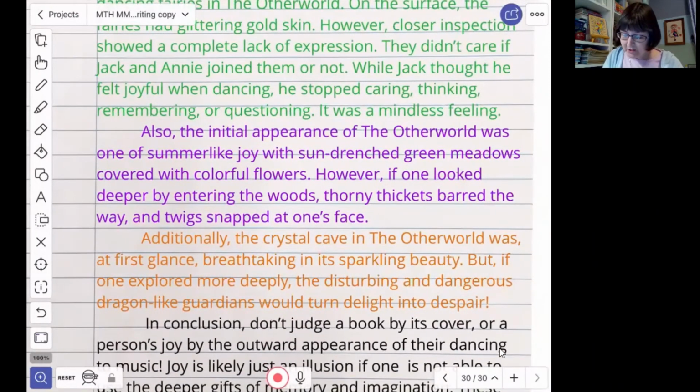Now we're going to go to illusion number 2. Also, the initial appearance, that means the very first thing we see of the other world, was one of summer-like joy with sun-drenched green meadows covered with colorful flowers. Doesn't that sound wonderful? It sounds perfect. However, if one looked deeper by entering the woods, thorny thickets barred the way and twigs snapped at one's face. Not so nice after all if you dig deeper and go in.